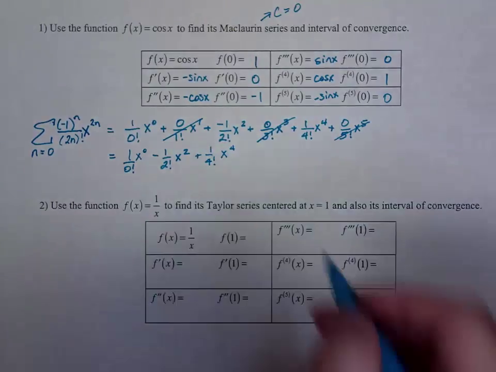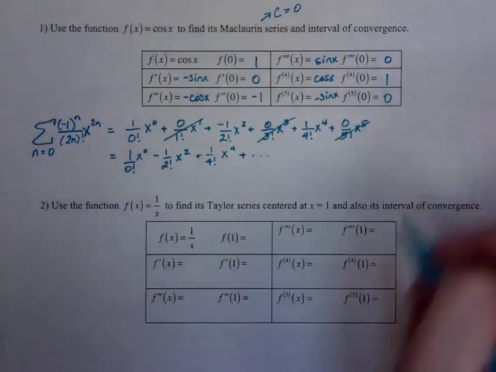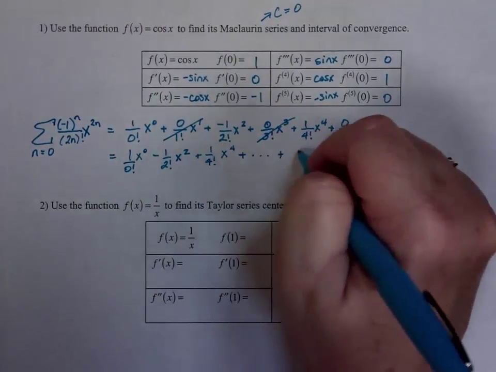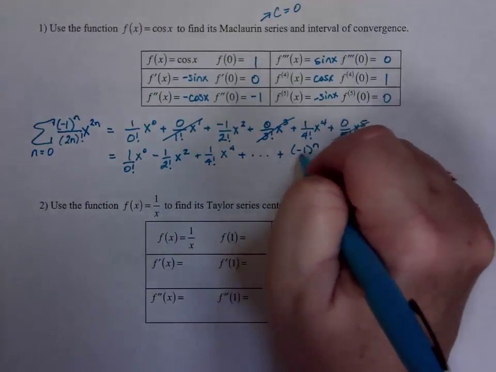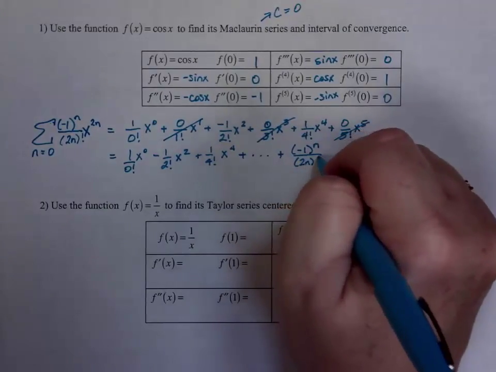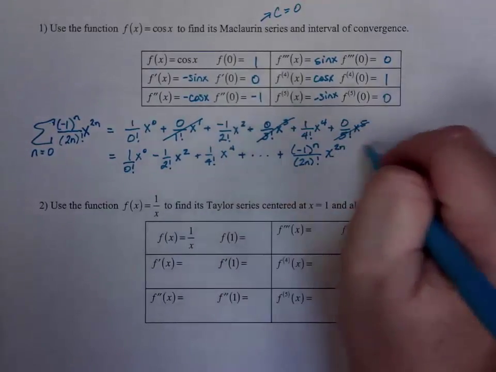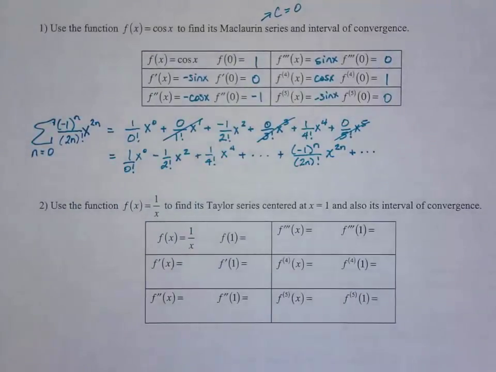So what we're going to do is put plus dot dot dot plus what we just found, negative 1 to the n over 2n factorial x to the 2n plus dot dot dot. Now we have created the series. A series has to have the dot dot dot at the end to show that it's infinite, and it has the nth term in the middle. Okay, so now I have generated the Maclaurin series for this. But now we need to figure out the interval and the radius of convergence like we did yesterday.